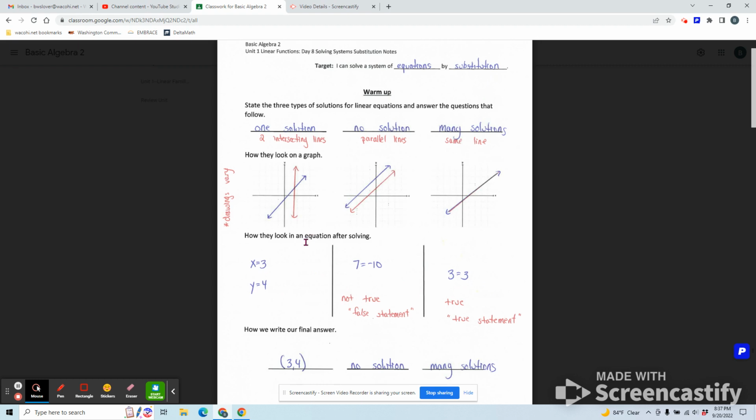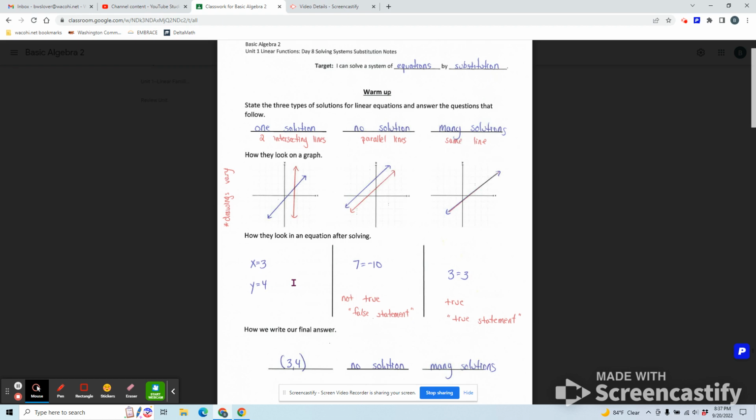The three different types of solutions that we might see are one solution, which graphically means we have two lines that intersect. No solution, which means graphically we have two lines that are parallel, they're not going to intersect. And many solutions, where graphically it's the same line. So that's what we saw previously, but now we're going to focus on solving the equations.